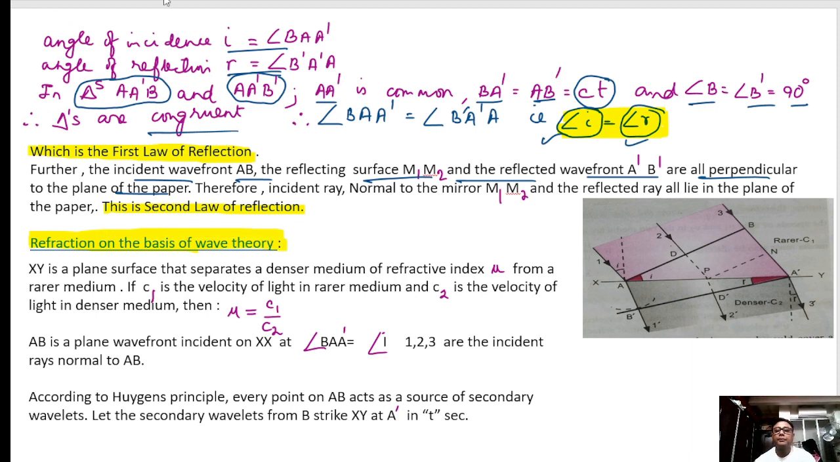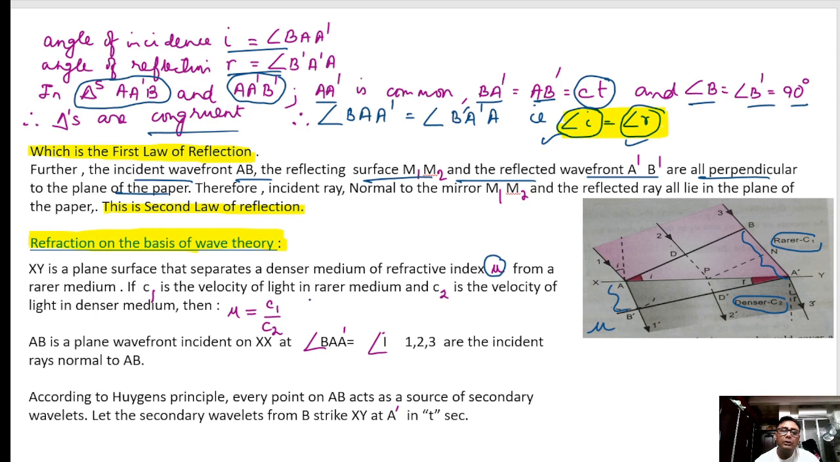So let us see the figure. XY is a surface whose refractive index is mu. So this is a denser medium, and this is a rarer medium. So light is coming from a rarer to a denser medium, and the refractive index of the surface is mu. Let AB be a plane wavefront which is striking the surface. First A is striking, it is suffering refraction. So till the time A comes from A to B dash, B will come from B to A dash.